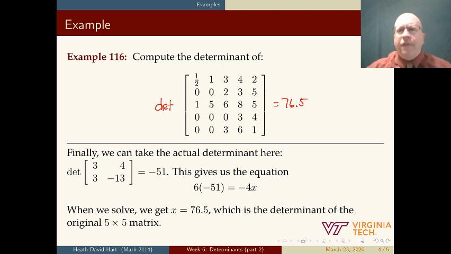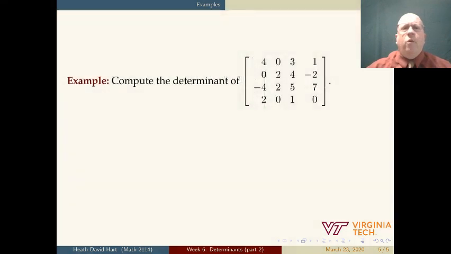Let's try one more example. We're going to try to compute the determinant of this matrix right here. Okay? So in order to put this into echelon form, I need to change this entry and I need to change this entry. And I'm going to start by setting this determinant equal to some variable x. So the determinant of this matrix is equal to x.